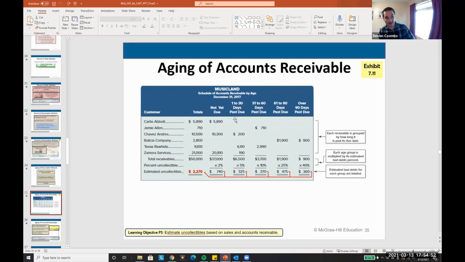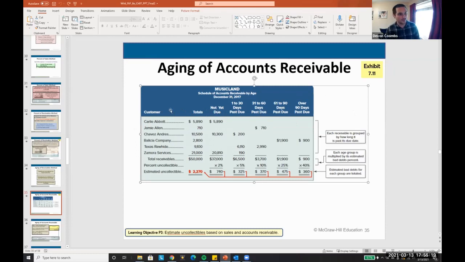But then if it's 1 to 30 days past due, you say, you know what, they were supposed to pay us, but maybe they're a little behind. So we'll give them a 5% estimate. 31 to 60, 10%. 61 to 90, 25%. And then over 90, you're like, yeah, most of these customers probably forgot about us or don't want to deal with us anymore. And so by each customer, we'll determine how late they are on their bills, and then we'll bucket off the percentages.